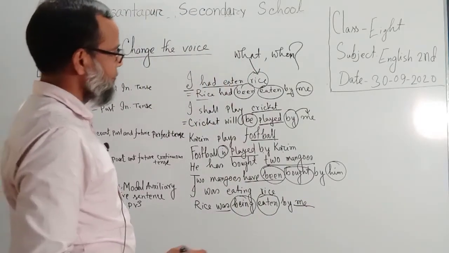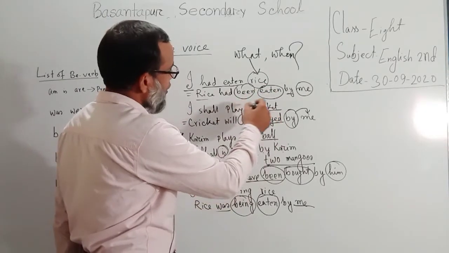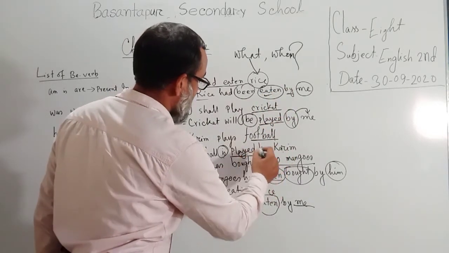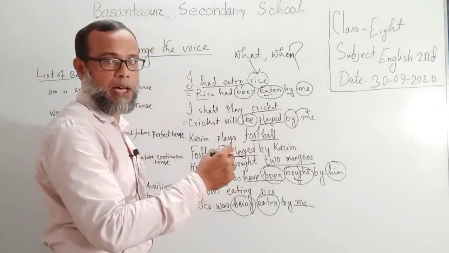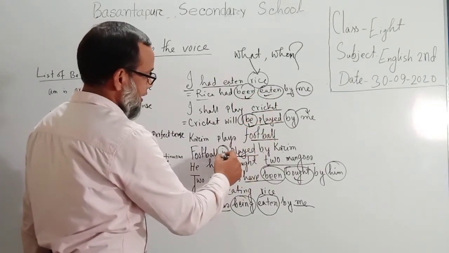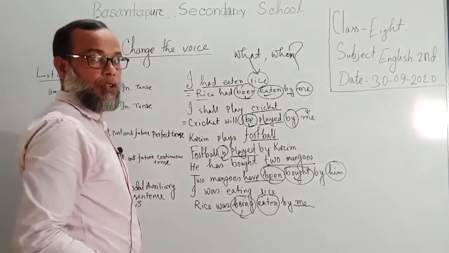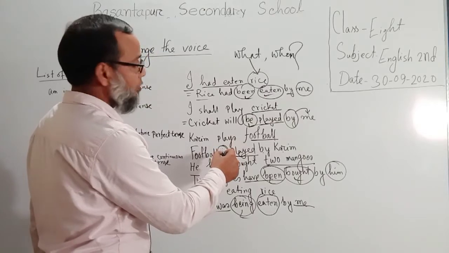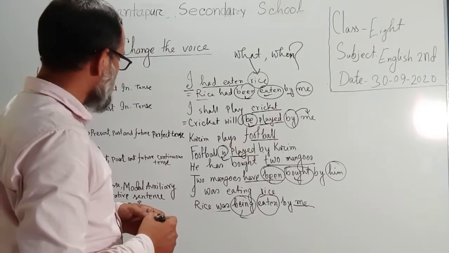Dear students, look at the verbs. In all passive forms, the main verb is in past participle form. But the be verbs are not the same. Here been is used, here be is used, here is is used. Where we use being, where we use be, where we use is, there are rules according to tense.